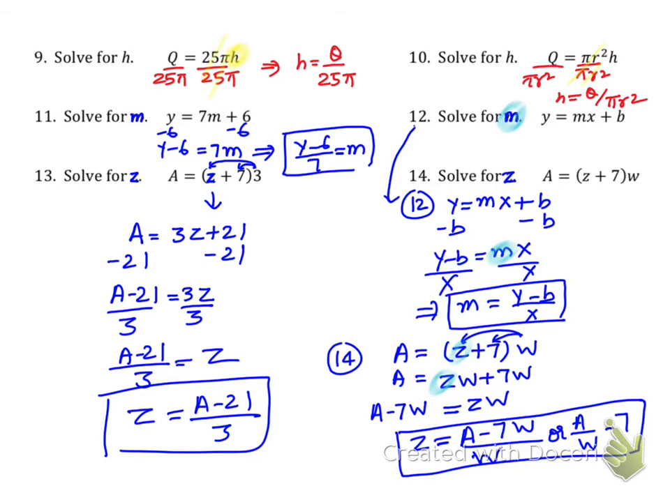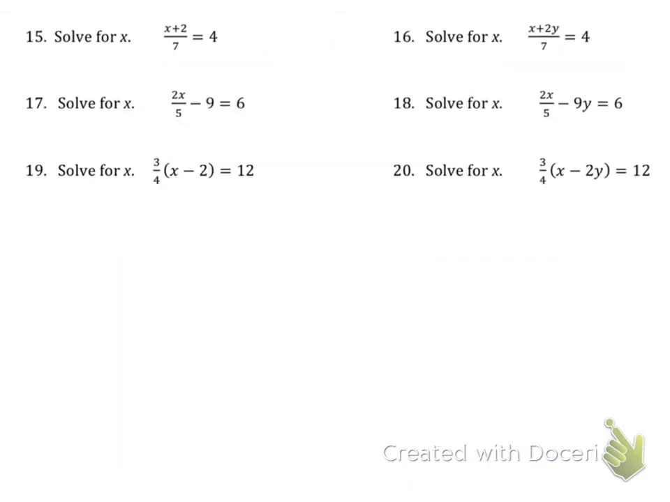Let's move to other page. If you have to solve for x here for question number 15, I'm just doing it here. Alright. If you have to do for 15, you have x plus 2 over 7 is equal to 4. What you need to do, you multiply both sides by 7. When you multiply both sides by 7, you get x plus 2 is 28. And subtract 2 from both sides, you get x equal to 26.